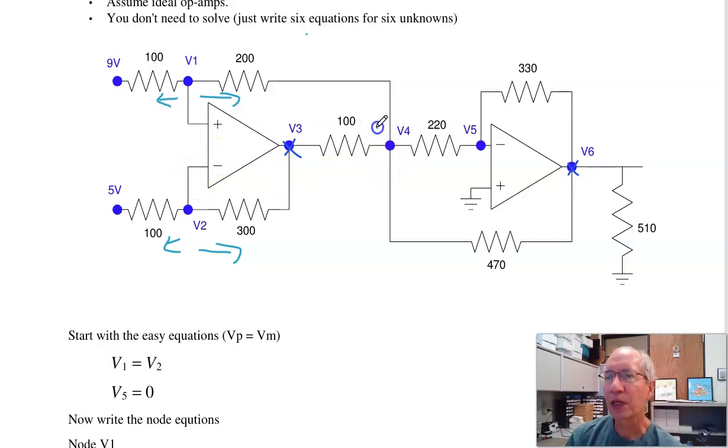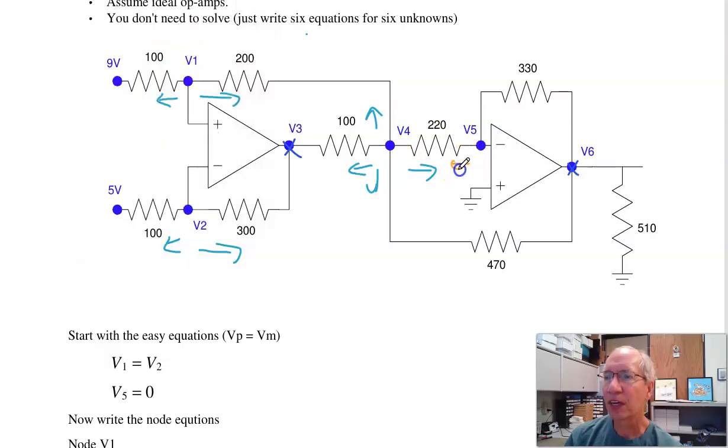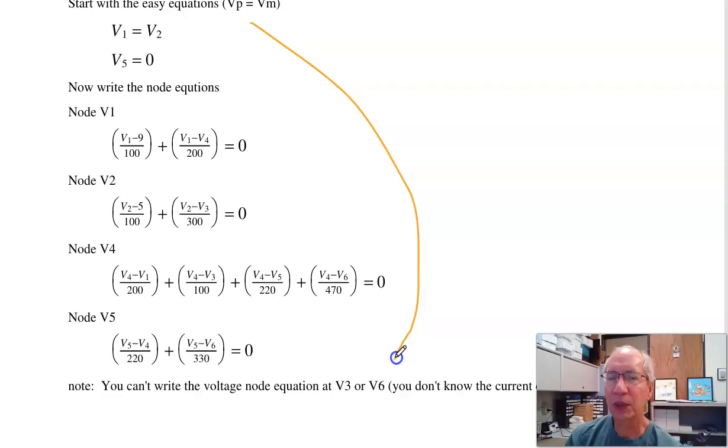At node 4, the current up, V4 minus V1 over 200 plus V4 minus V3 over 100 plus V4 minus V6 over 470 plus V4 minus V5 over 220 equals 0. And finally, at node 5, V5 minus V4 over 220 plus V5 minus V6 over 330 equals 0. Gives me 6 equations, 6 unknowns.